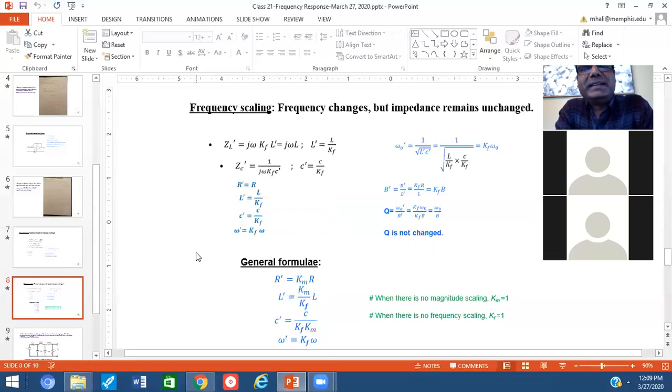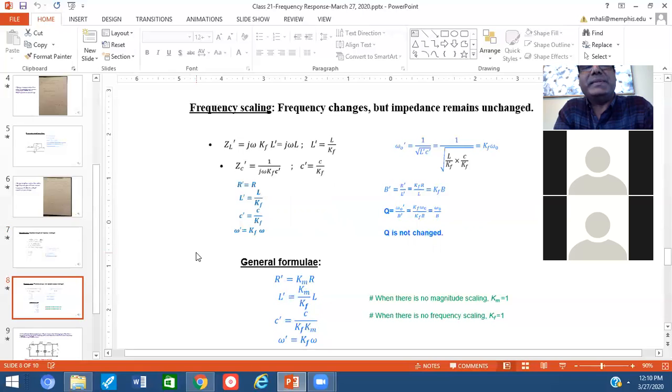Okay, then similarly, see the second line, ZC prime equal to 1 over j omega KF C prime. So then what is C prime? C prime is C over KF, because the impedance will not change. So in this case, in the green color, I have written R prime equal to R. In case of resistance, it is independent of frequency, that's why it is not divided or multiplied by KF. But L prime is L over K, C prime equal to C over K, and then the new thing, omega prime equal to K multiplied by omega.